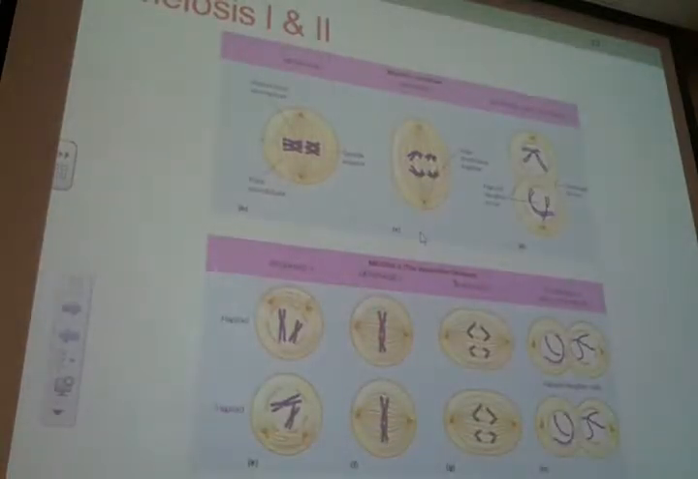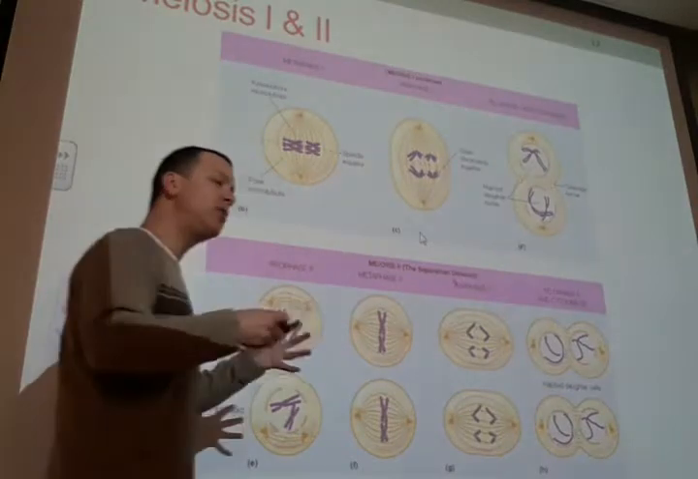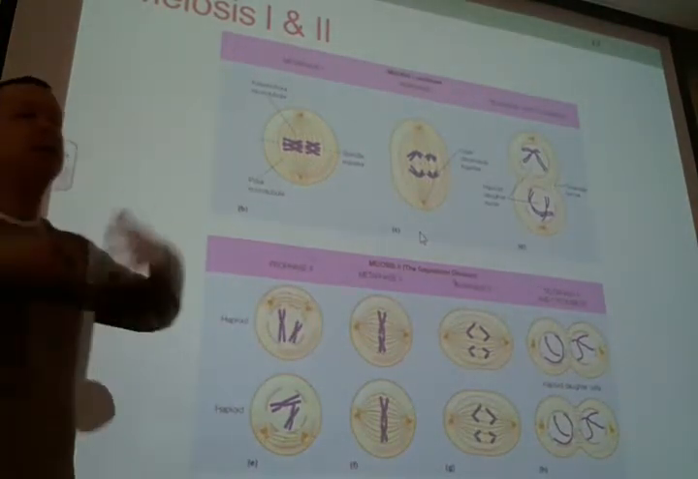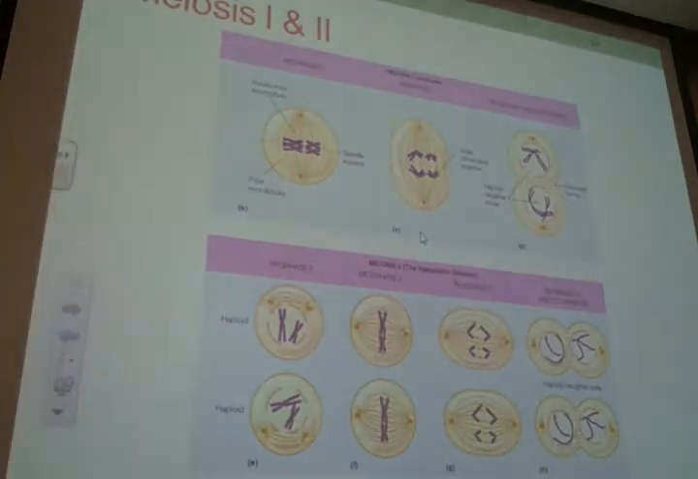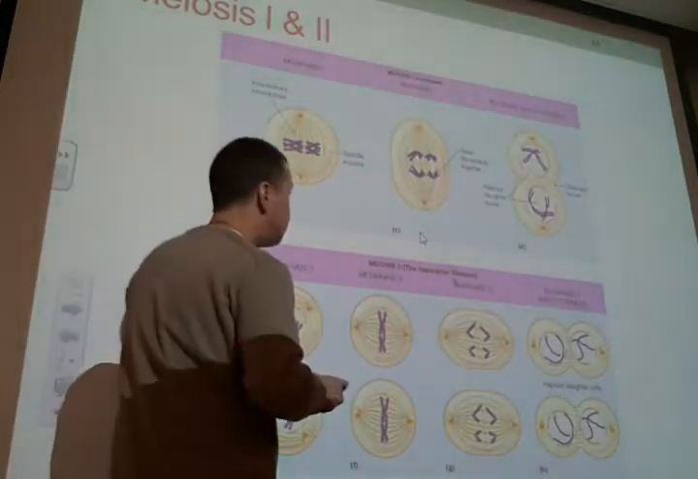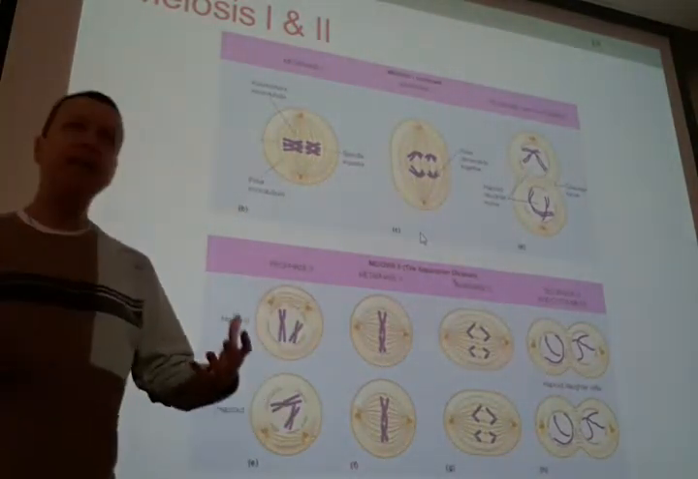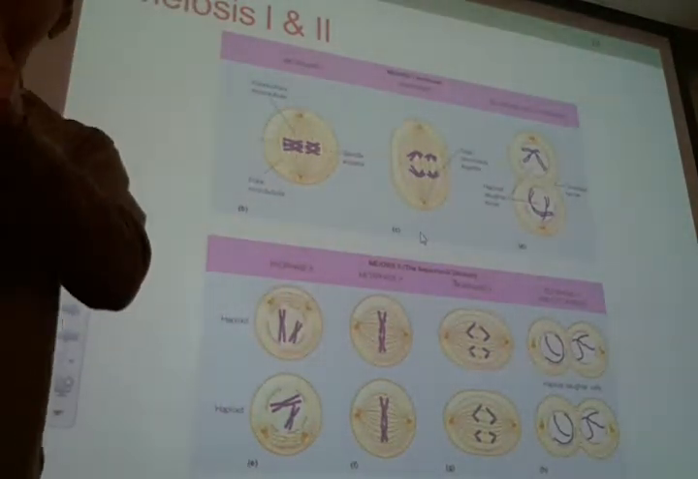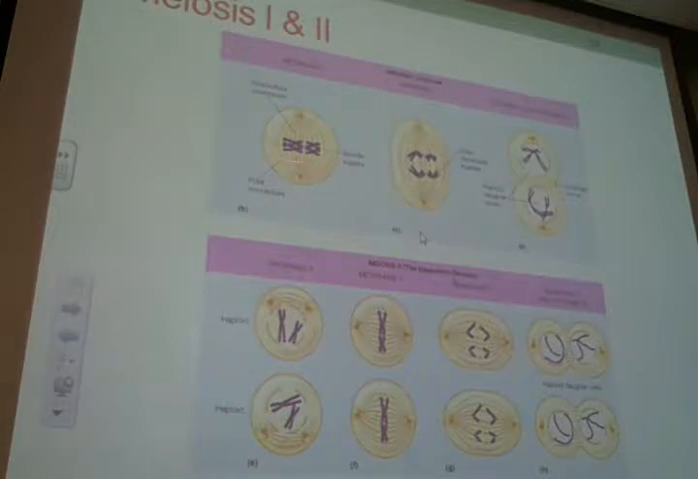But after that, the rest of it is somewhat the same, at least in general theme. They didn't draw in prometaphase for some reason, but prometaphase 1 happens and the nuclear envelope breaks down. So that's the same. Metaphase 1 happens, and in general it's the same idea. The chromosomes line up at the center of the cell, but with the important difference that here in meiosis, they don't line up individually, they line up as pairs.